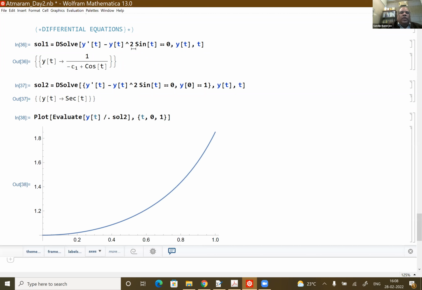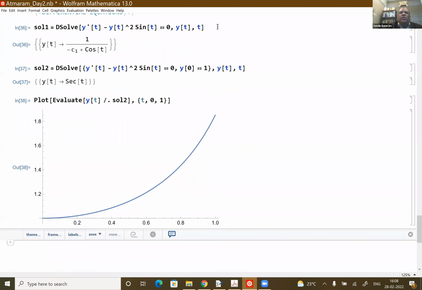So the first one was without the initial condition. As you can see, it has given the solution with arbitrary constant C1. Then I put some initial condition, y(0) equal to 1. The independent variable is t, the dependent variable was y, and straight away it gave me the solution, sec t. And then I plot, so the command is Plot, then Evaluate, then this y(t). Now from where will it take the y(t)? So /. solution 2. So from solution 2, it will take the y(t). And I vary t from 0 to 1, and it gave me the solution.